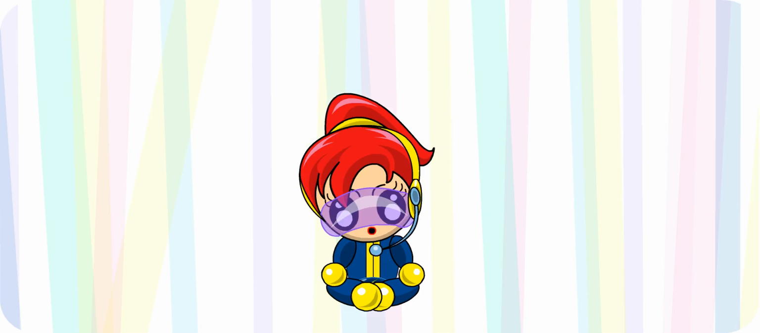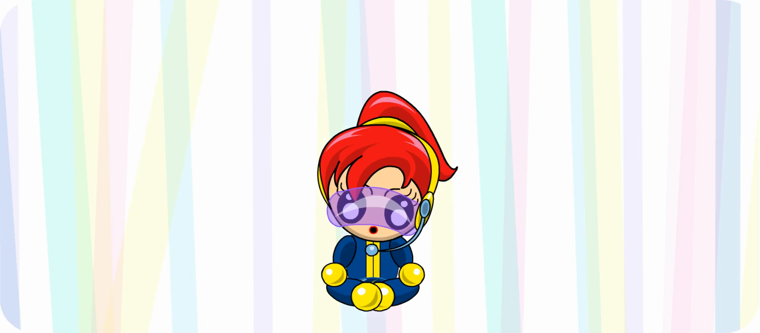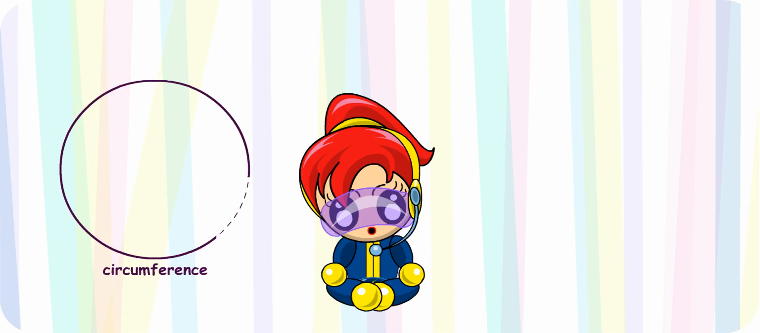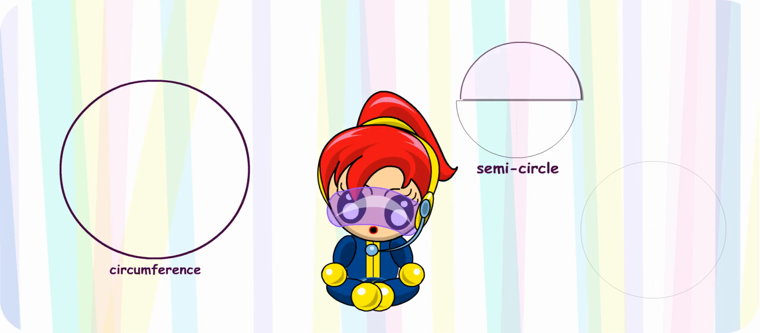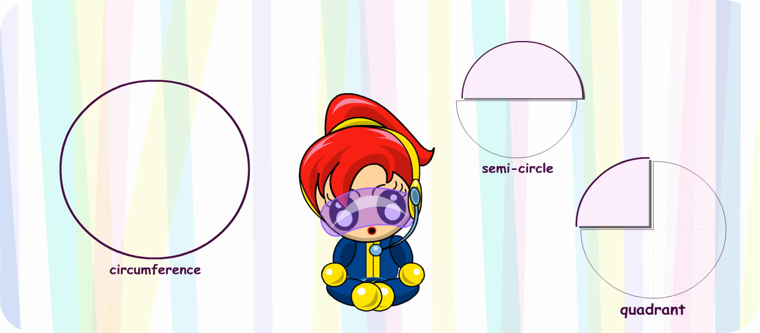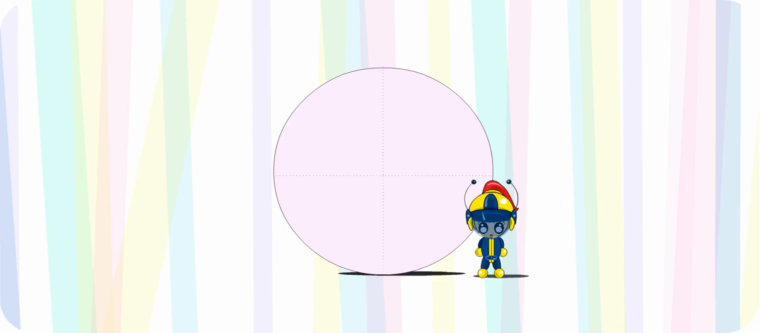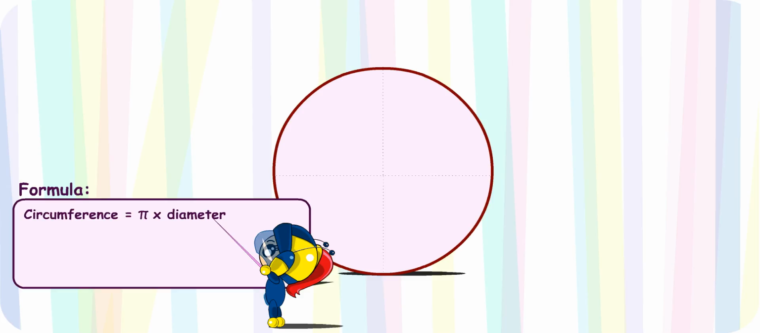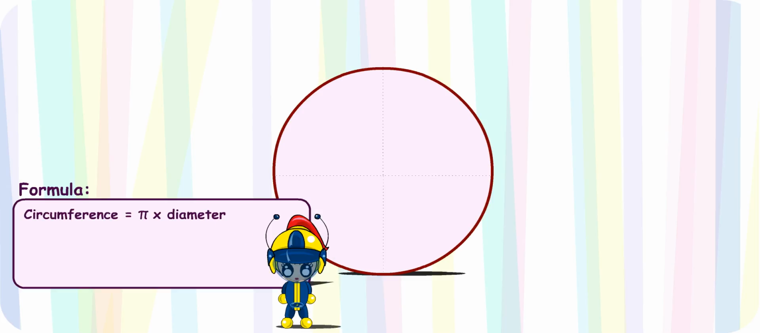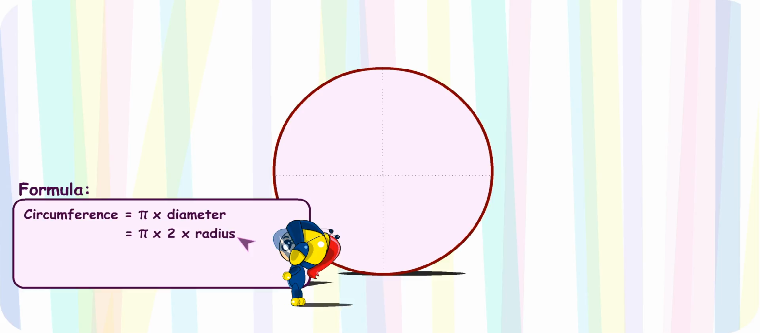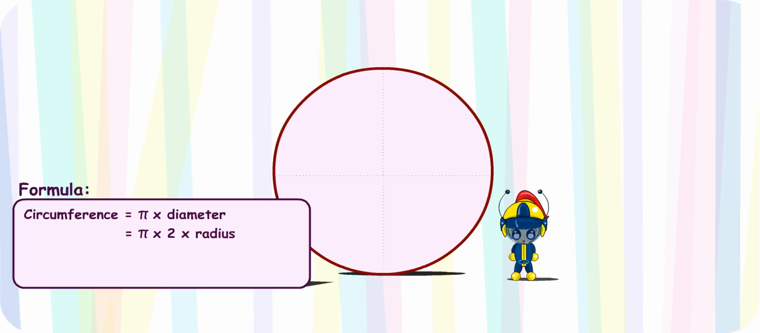Yes, today we are going to learn how to solve problems that involve finding the circumference of circles, semicircles, and quadrants. Can you remember how to find the circumference of a circle? Yes, we take pi times diameter. Good. Sometimes we are given the radius. We can also take pi times 2 times radius. Yes, that's because 2 times radius equals diameter.